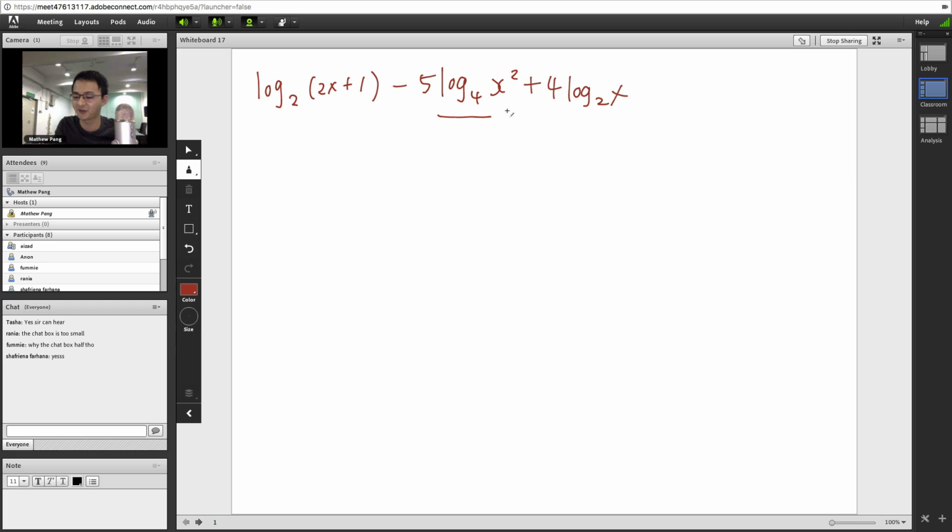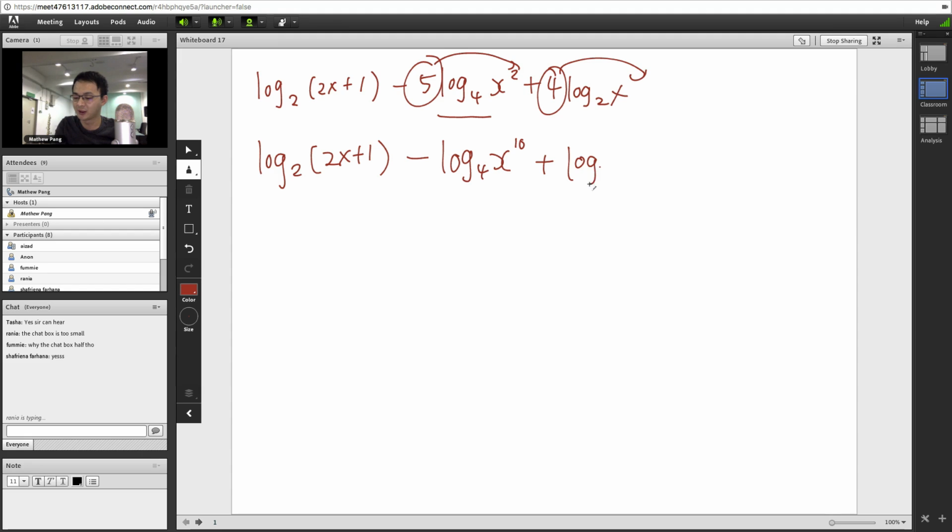Before I simplify, maybe I can move the power to the top first. So this one will remain the same, 2x plus 1. And then this one, I will move the 5 to the top, and it will become the power. So 2 multiply 5, you will get power 10. The 4, I will do the same thing, move up, become power. This is log 2, x power 4.